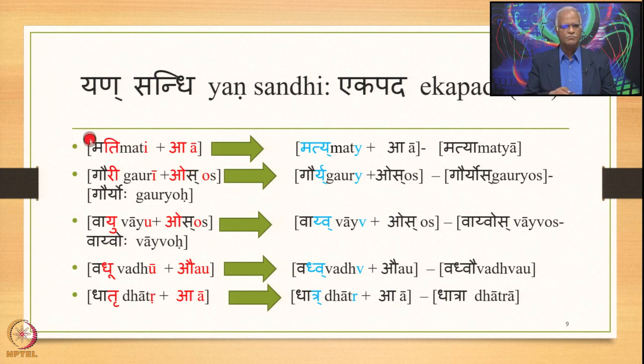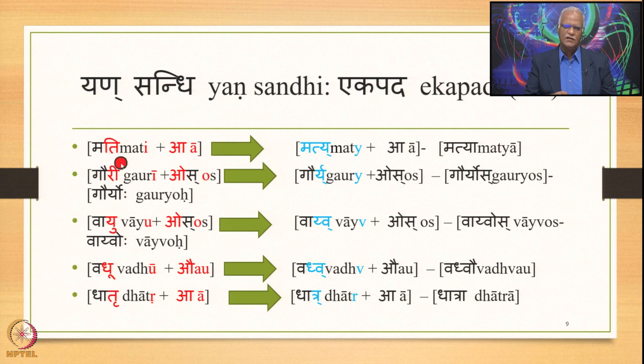The first one is mati as the prakriti, followed by the suffix a, which is the instrumental singular. So now this entire square bracket indicates that this will be the instrumental singular form of the pratipadika mati. In this case, this ti has got an e at the end.